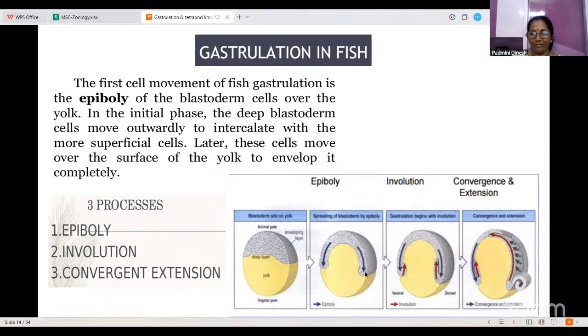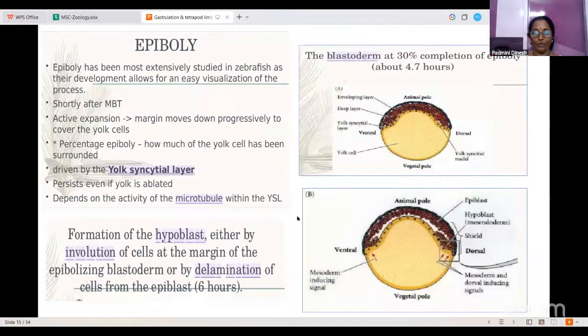So that's the epibole, covering up. Involution, the U-turn of the cells, is the involution, and convergent extension. Now this place is going to increase in size and they're going to move around. That is called convergent extension. We'll talk about that. Now coming to epibole.